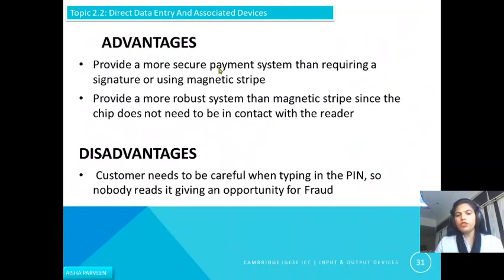It provides a more secure payment system than requiring a signature or using a magnetic strip card. It provides a more robust system than a magnetic strip, since the chip does not need to be in contact with the reader. What are the disadvantages? The customer needs to be careful when typing in the PIN so nobody reads it, otherwise there is an opportunity for fraud.